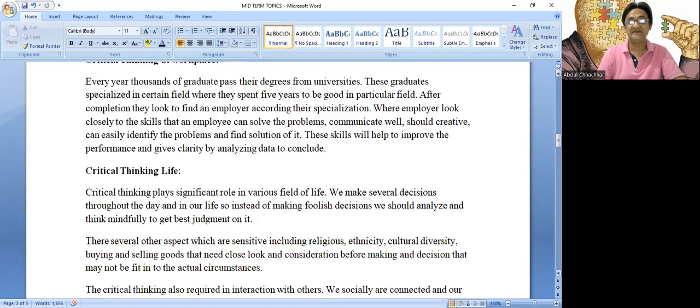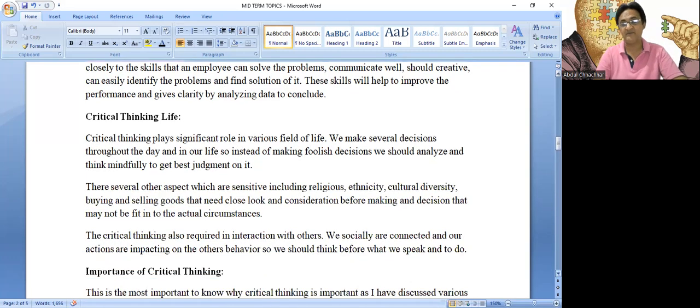Okay, the second thing, critical thinking in life. We have other problems, our own problems, religious problems, as well as social problems. How do we find the solutions for that? You can give an example of it, of how critical thinking is used in decision making.